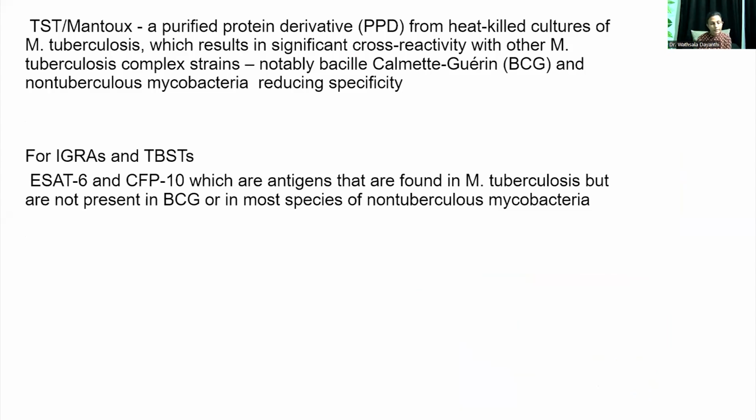In the Mantoux or tuberculin skin test, we use purified protein derivatives, PPDs, which are like heat-killed M. tuberculosis bacilli. But there can be cross-reaction with BCG and other non-tuberculous bacteria, reducing the specificity of the tuberculin skin test. For IGRAs and the newer TB antigen-based skin tests, what they use is ESAT6 and CFP10. They are antigens found in M. tuberculosis, but not present in BCG and most species of non-tuberculous mycobacteria. So they are specific.